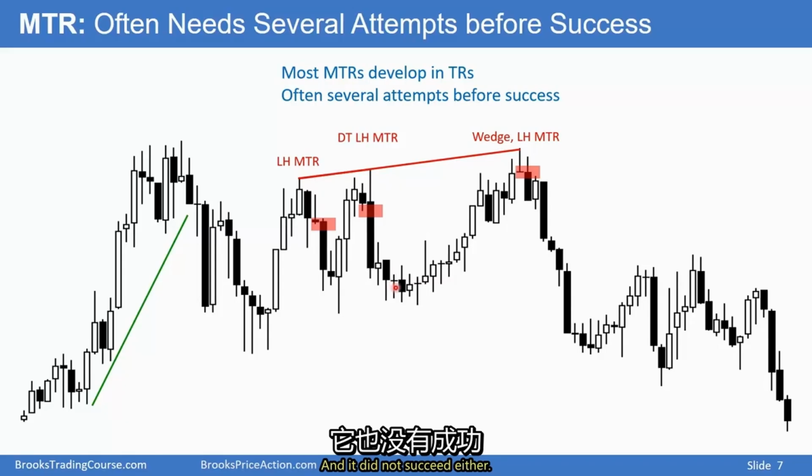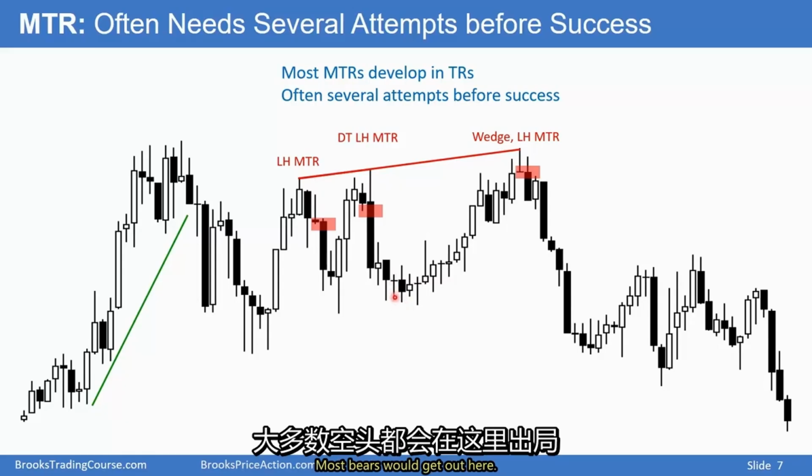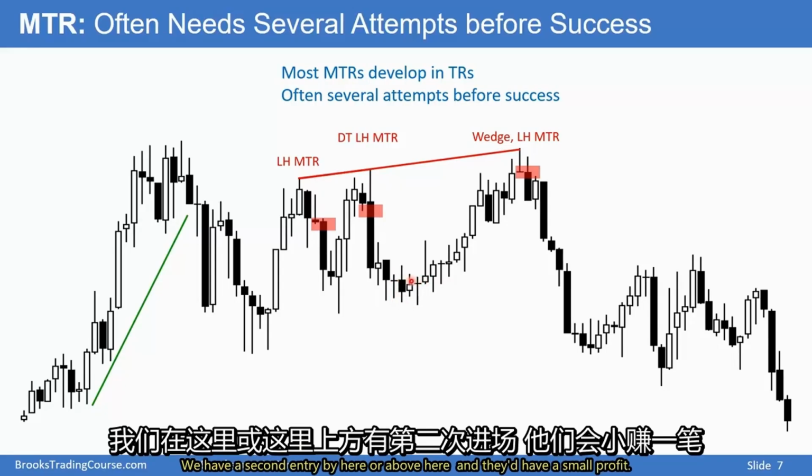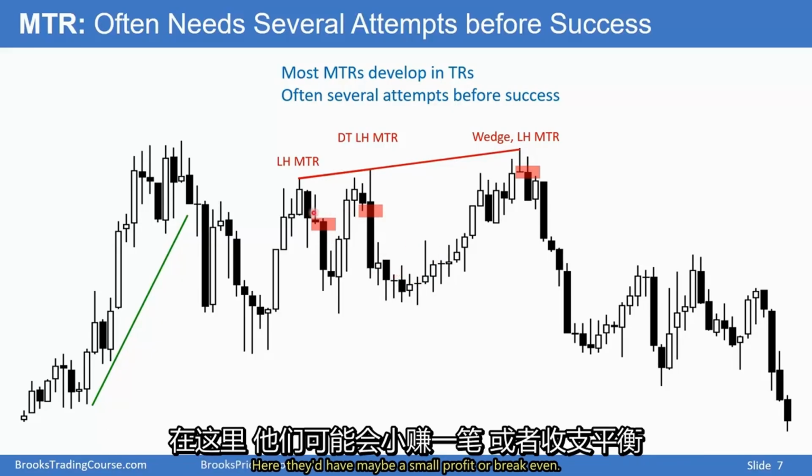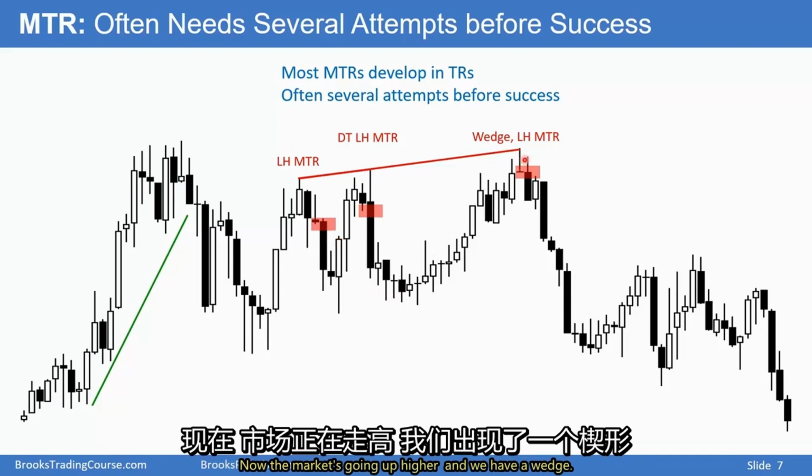And it did not succeed either. Most bears would get out here. We have a second entry buy here or above here, and they'd have a small profit. Here they'd have maybe a small profit or break even. Now the market's going up higher, and we have a wedge.